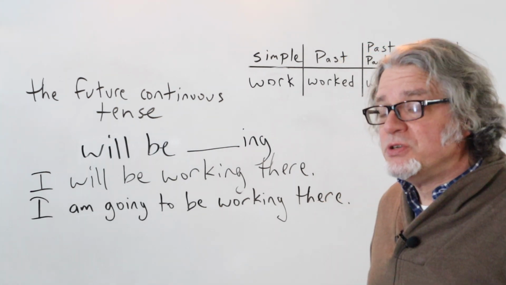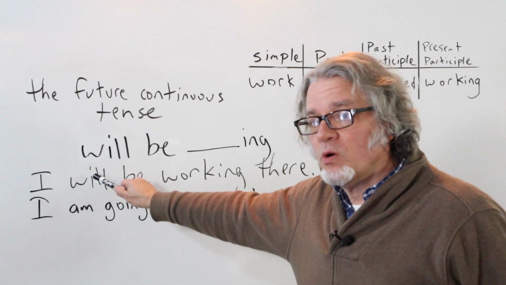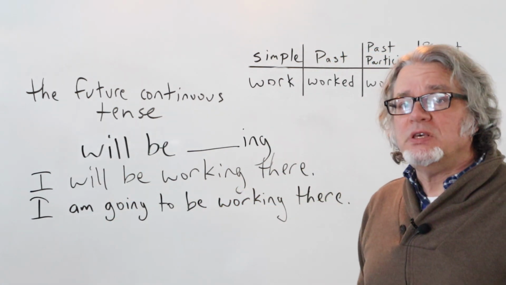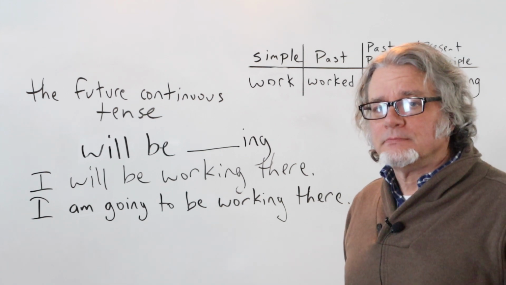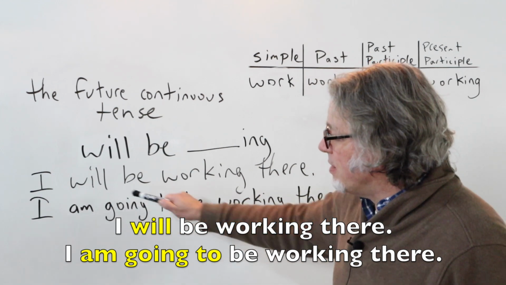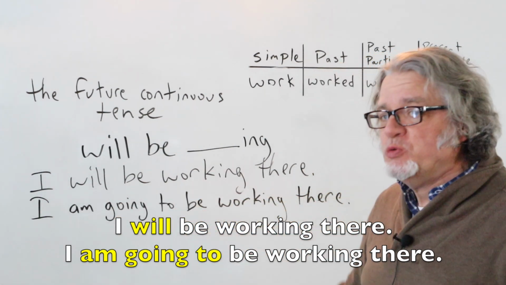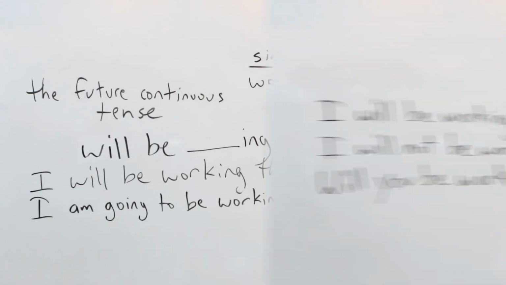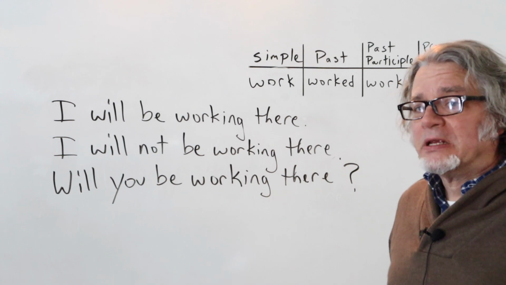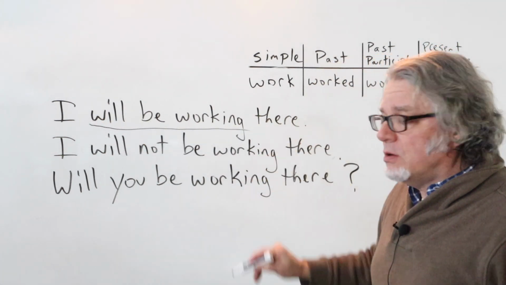It is possible to use be going to as a substitute for will. In this case, I am going to be working there. Be going to can be used in place of will. I am going to be working there. Here's a sentence in the future continuous tense. I will be working there.